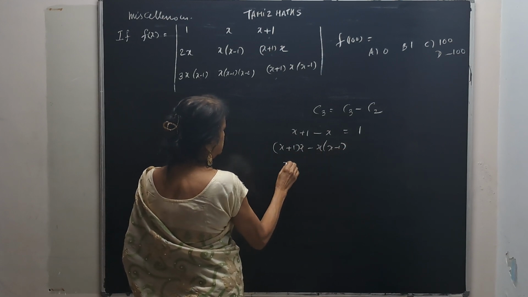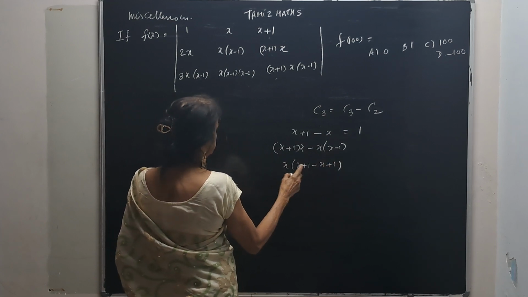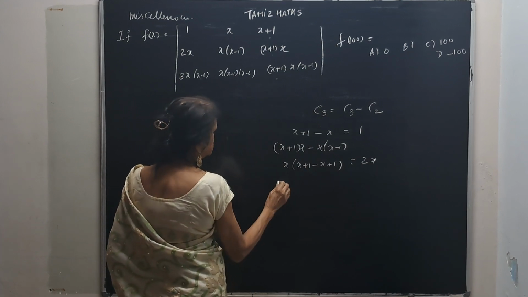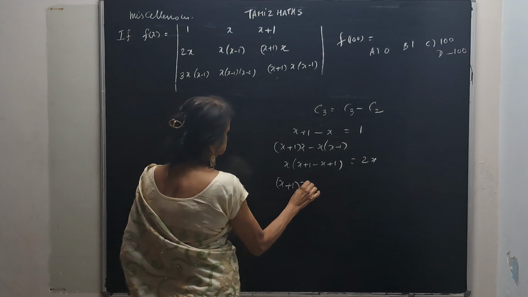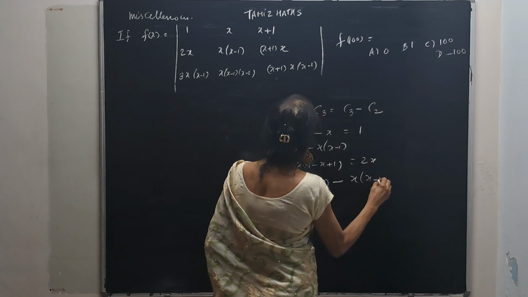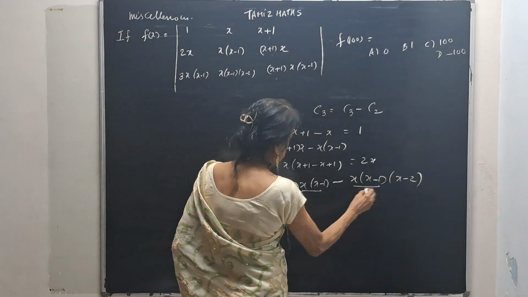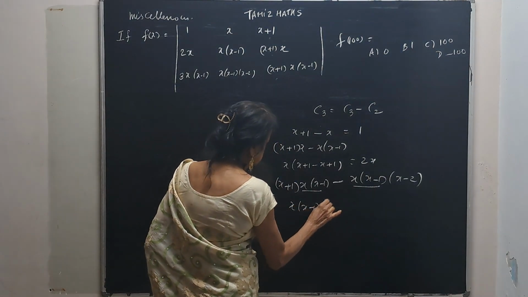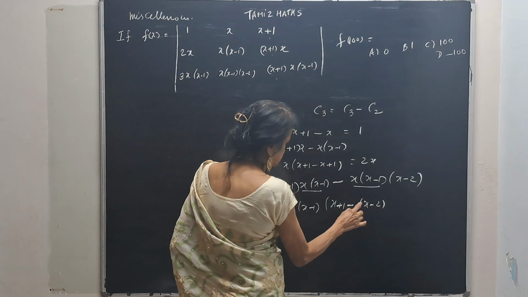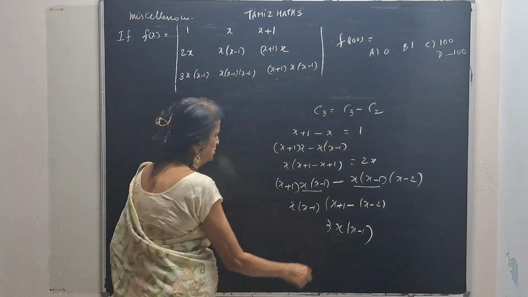What about this? Take x outside. So it will become 2x. This x and x will get cancelled. Now the next one. So this could be taken off. So x and x will get cancelled. This will become the next element. So this will be your new column 3.